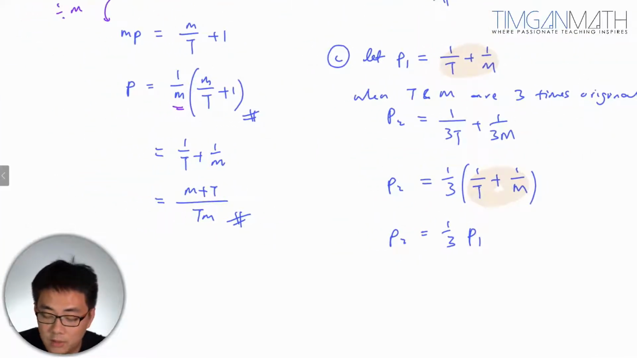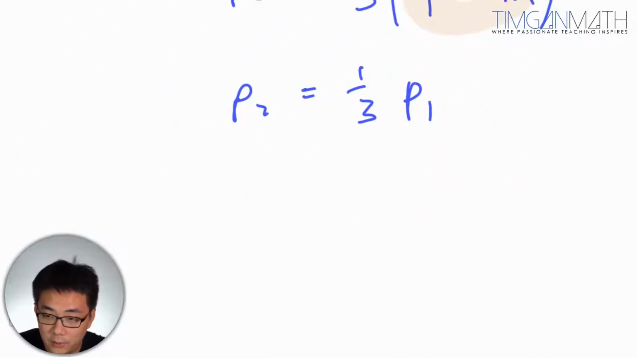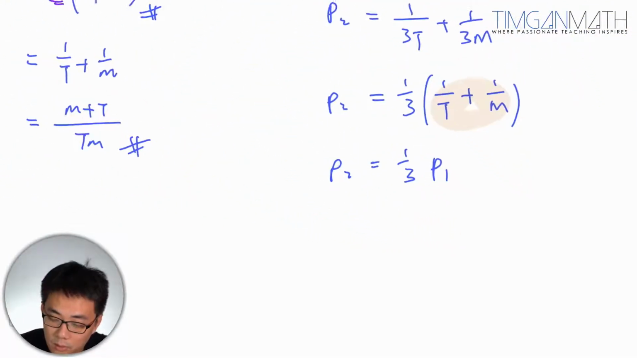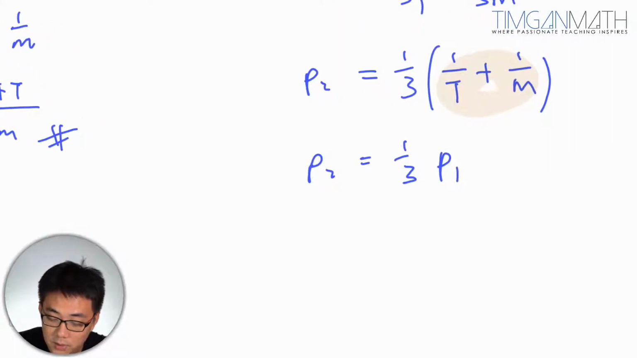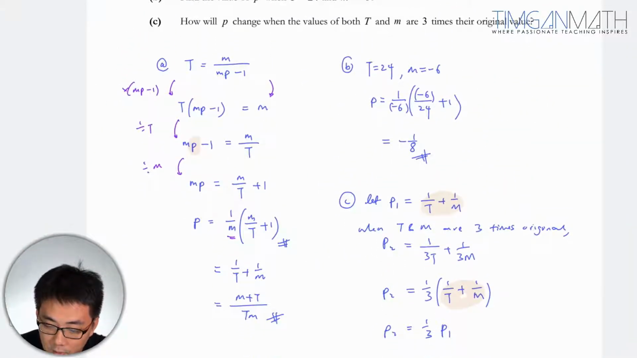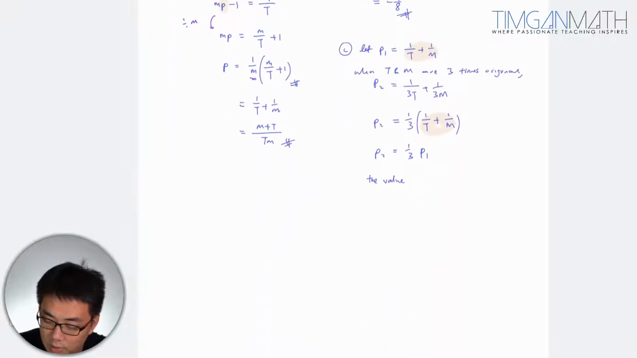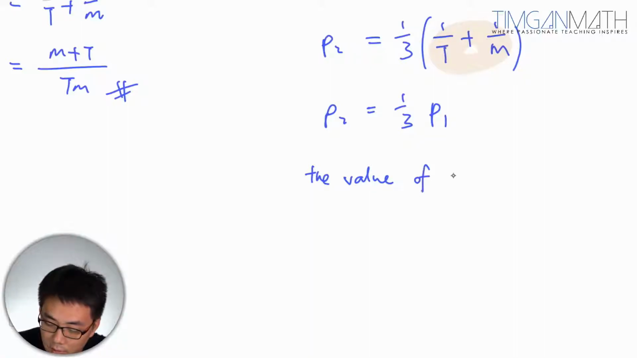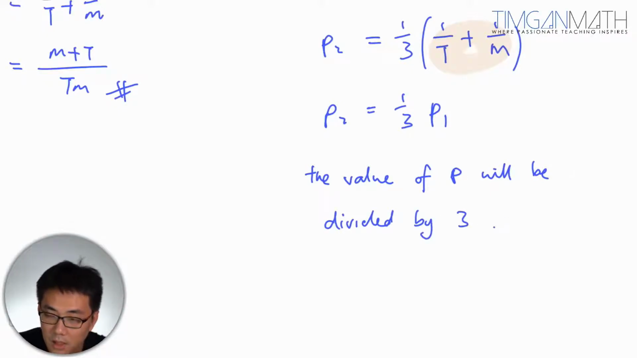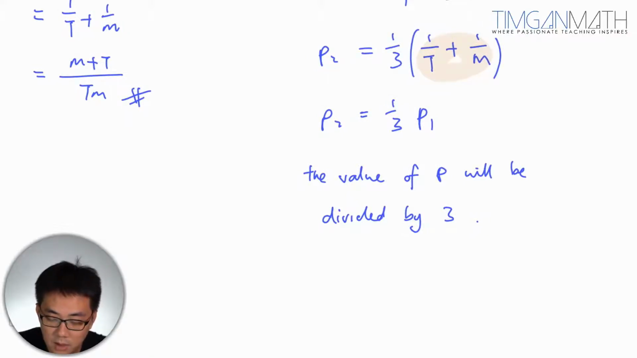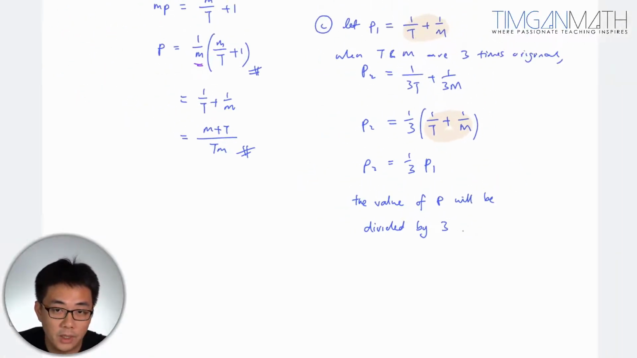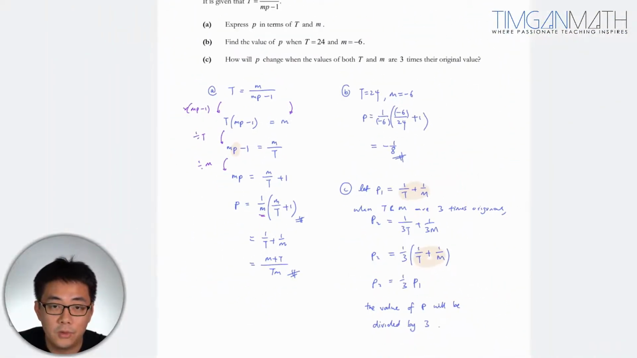So when you 3 times the original value, p2, the value of p will be divided by 3. The change will be 1/3. The value of p will be divided by 3. Okay, it will decrease by a factor of 3. Also, you could write it that way. Yeah, that's how you explain the change here.